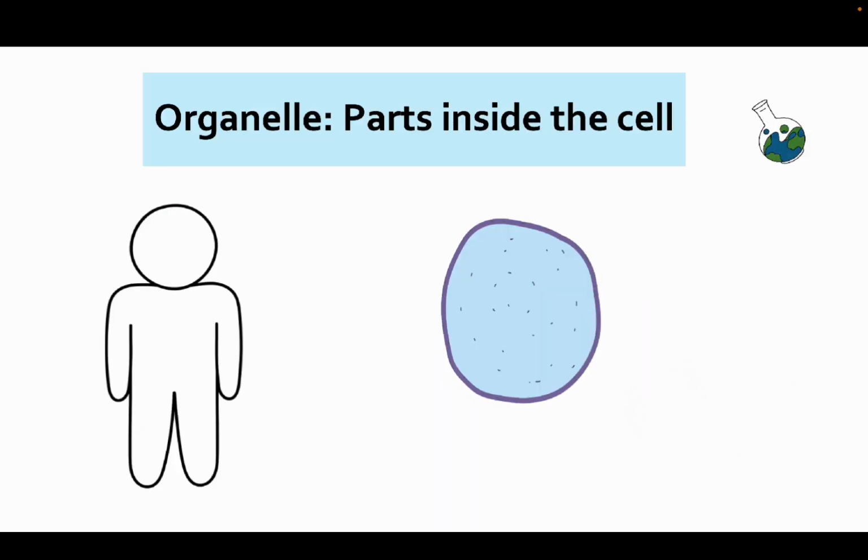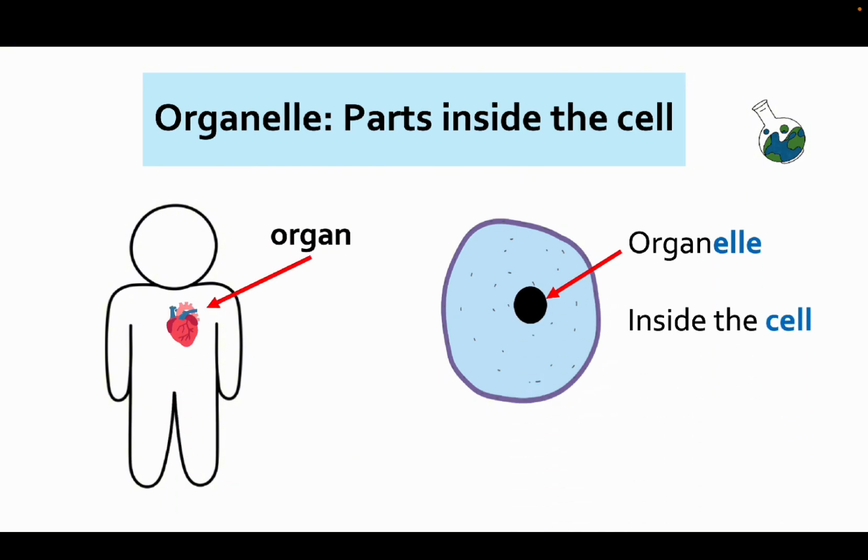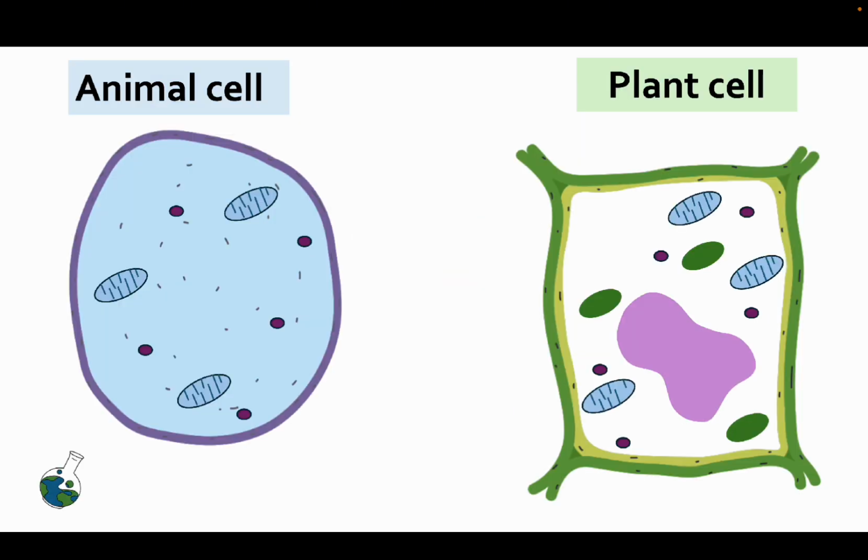Organelles are parts inside the cell. So just like inside our bodies we have an organ, the parts inside a cell are called organelles. And now we're going to look at all the different types of organelles. Cells are the building blocks that living things called organisms are made up of.